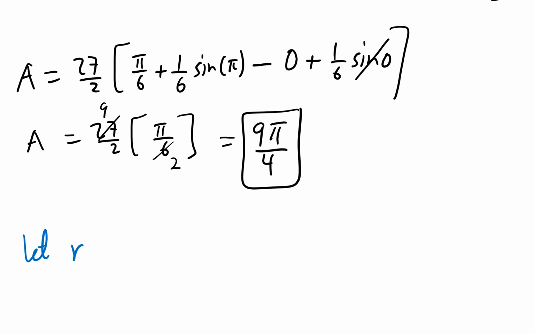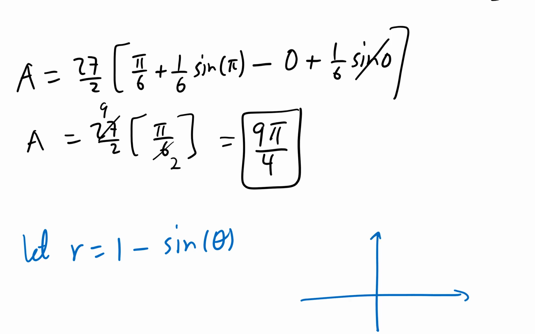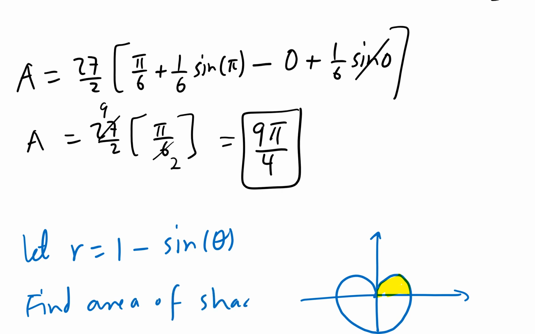Let r be, let's say, 1 minus sine theta. So the graph of it, we are going to graph the heart for you, this heart, and ask you to find the area of the shaded region.